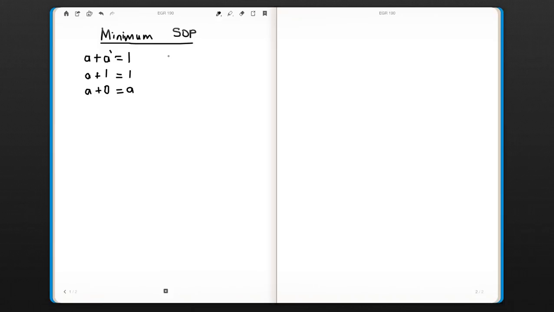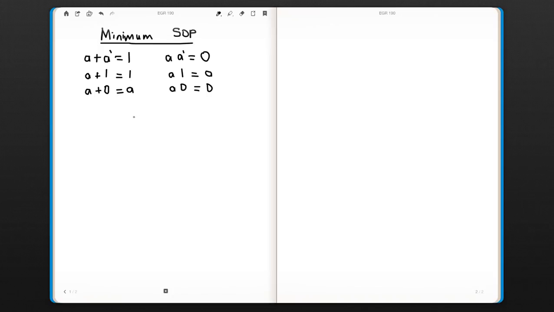How about if we do it for the AND function? A and A not. One of them will always be 0, so the output is going to be 0. If you have A and 1, the output is going to be A, because 1 is not going to change anything. Whatever A is, the output is going to be A. But if we have a 0, then the output is going to be 0. So these are simple rules.